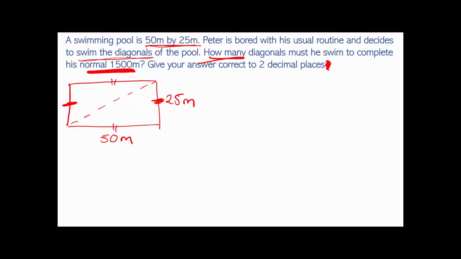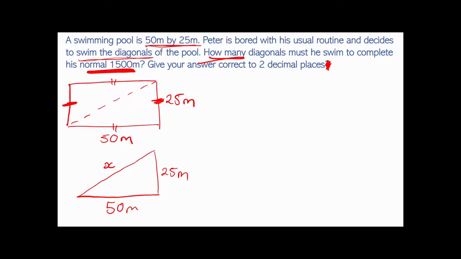Now, knowing that this is a Pythagoras question because we've got 2 side lengths that we know and an unknown side length, I'm going to pull out that bottom triangle. You could pull out the top triangle because they are congruent. And this is 25 meters and this is 50. And this is going to be the diagonal. The final point we want to get to in this question is how many diagonals does Peter have to swim? But before we go to that, we need to figure out how long that diagonal is exactly.